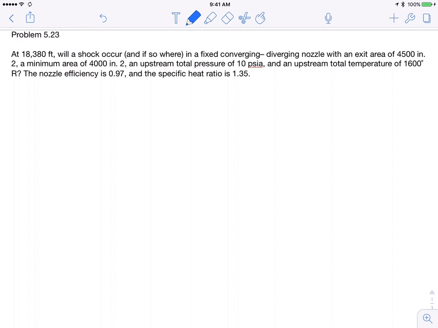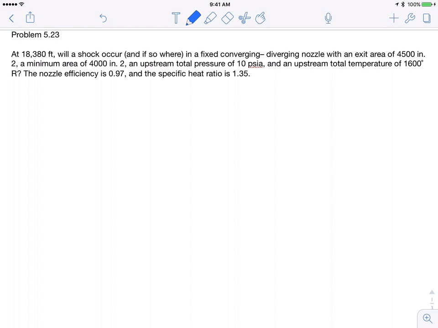In this video we are going to be solving problem 5.23, which deals with flow through a converging diverging nozzle. In this problem we're flying at an altitude of 18,380 feet and we're asked if a shock will occur, and if so, where will it occur in this fixed converging diverging nozzle.